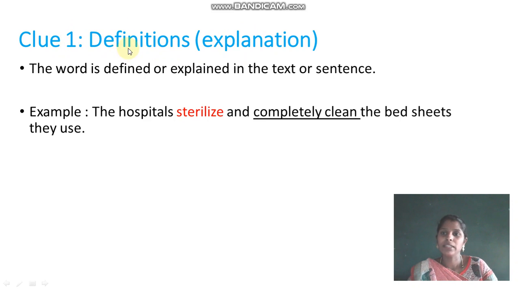Clue number one, definition. Definition is nothing but explanation. The word is defined or explained in the text or sentence. For example, the hospitals sterilize and completely clean the bed sheets they use.